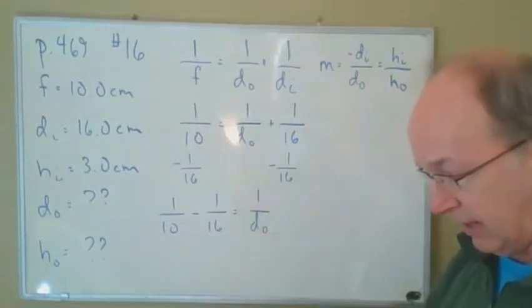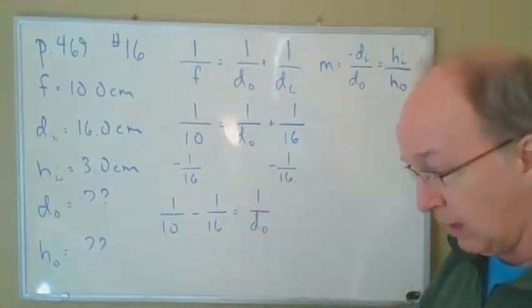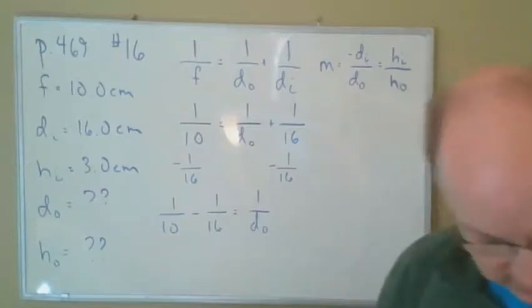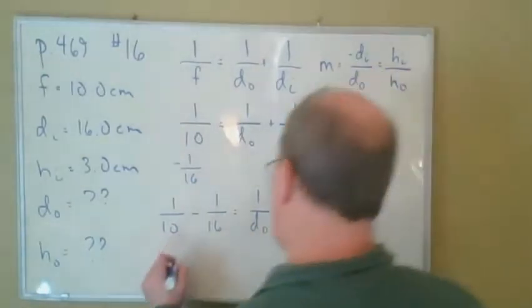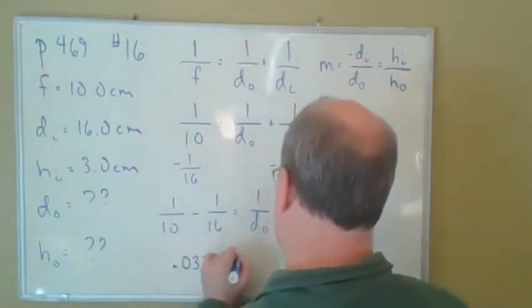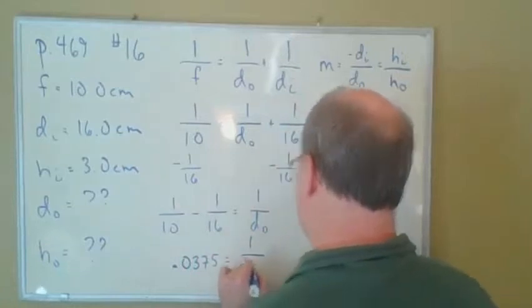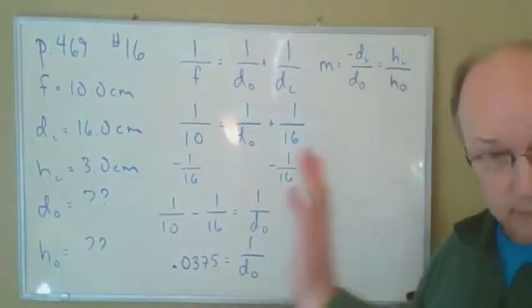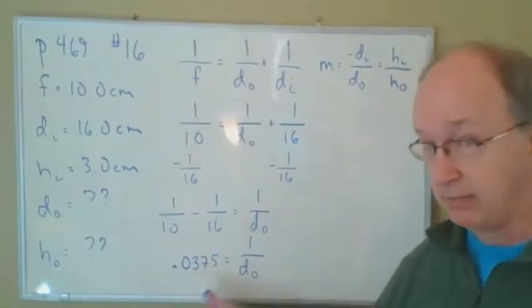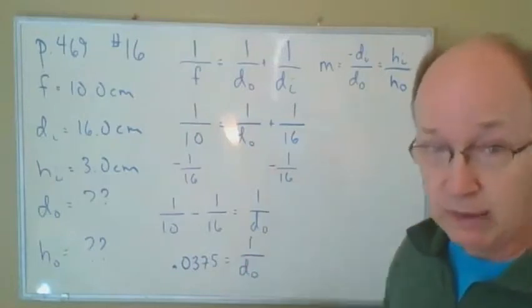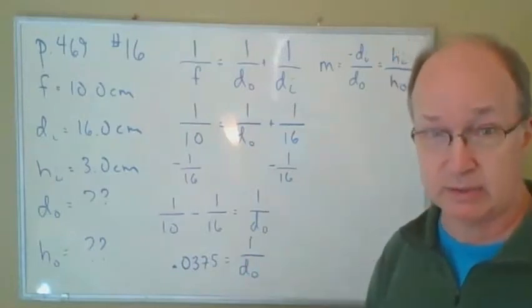1 divided by 10 minus 1 divided by 16 equals, and I get 0.0375 equals 1 over DO. Now, again, like problem 14, that's not my answer. That's not my object distance. It's the reciprocal or the inverse of my object distance.